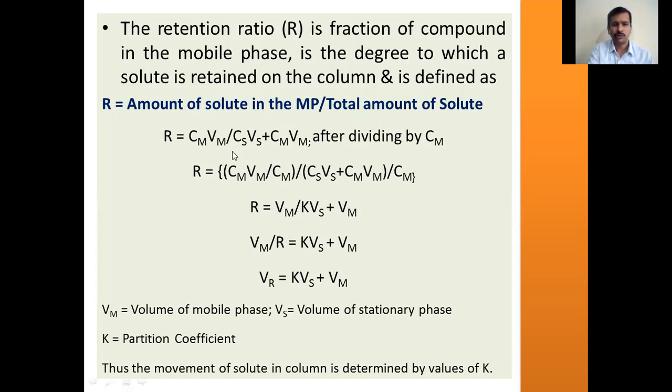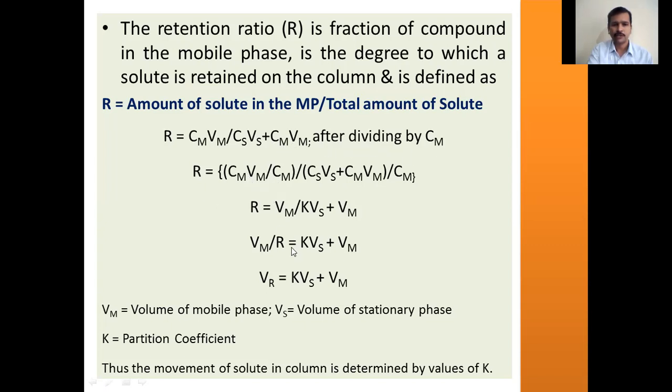So the amount of solute in the mobile phase is simply concentration times volume in the mobile phase. Concentration of the solute in the mobile phase is Cm, and volume of the mobile phase is Vm. Total solute is concentration of the solute in the stationary phase times volume of the stationary phase, plus concentration of solute in the mobile phase times volume of the mobile phase, right? So you divide both numerator and denominator by Cm.